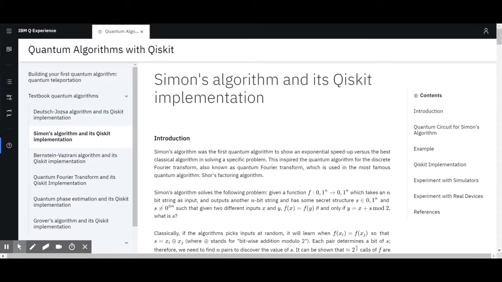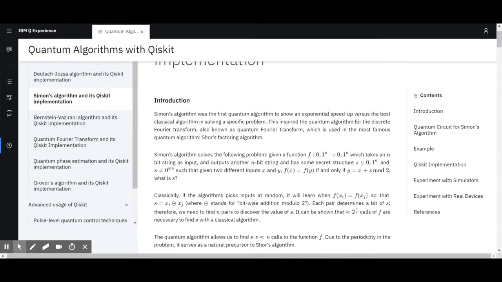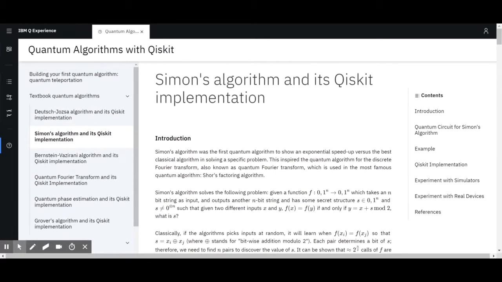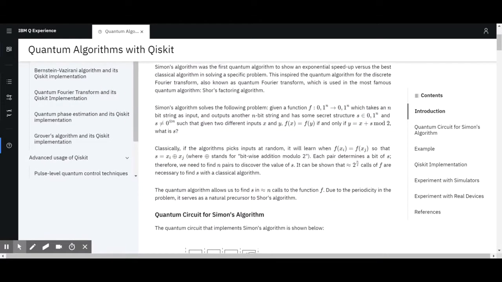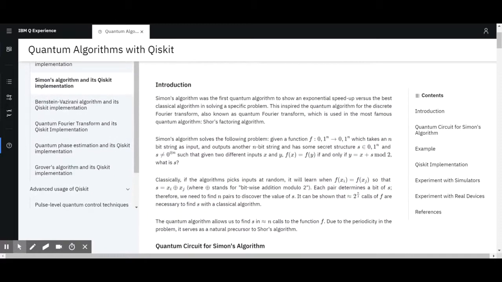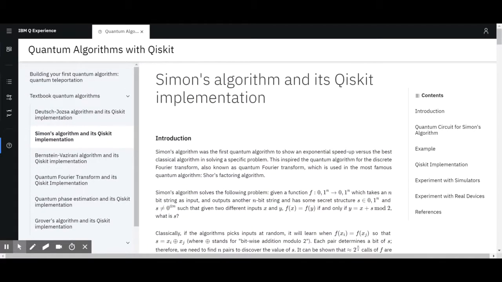Simon's algorithm. Let's go with this. I find this quite interesting. I think it's definitely helping me get a bit more context in terms of how to use quantum computing to solve certain problems. And despite the fact that it's maybe not exactly what I want to end up exploring at the end of the day, I think that's definitely interesting. So let's take a look at Simon's algorithm.